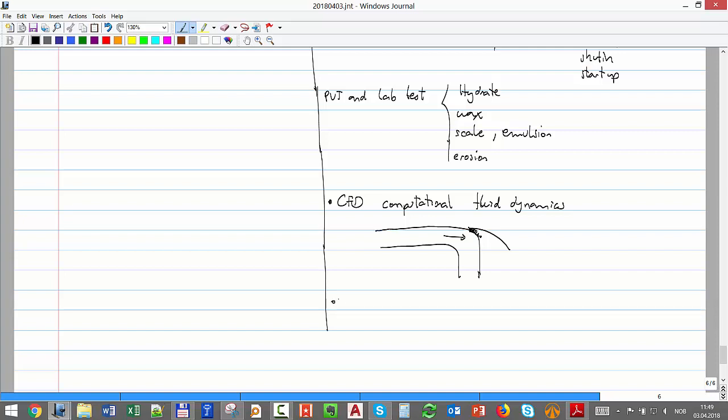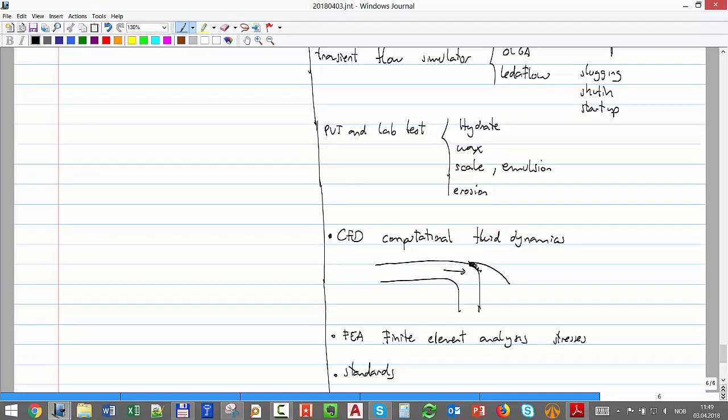And then you have FEA, that stands for Finite Element Analysis. Okay, and that's for calculating stresses on structures. And also, of course, we have a lot of standards. You have the erosion standard that gives you some recommendations on how you should design your system. Okay, that clear? That's more or less why it is important.